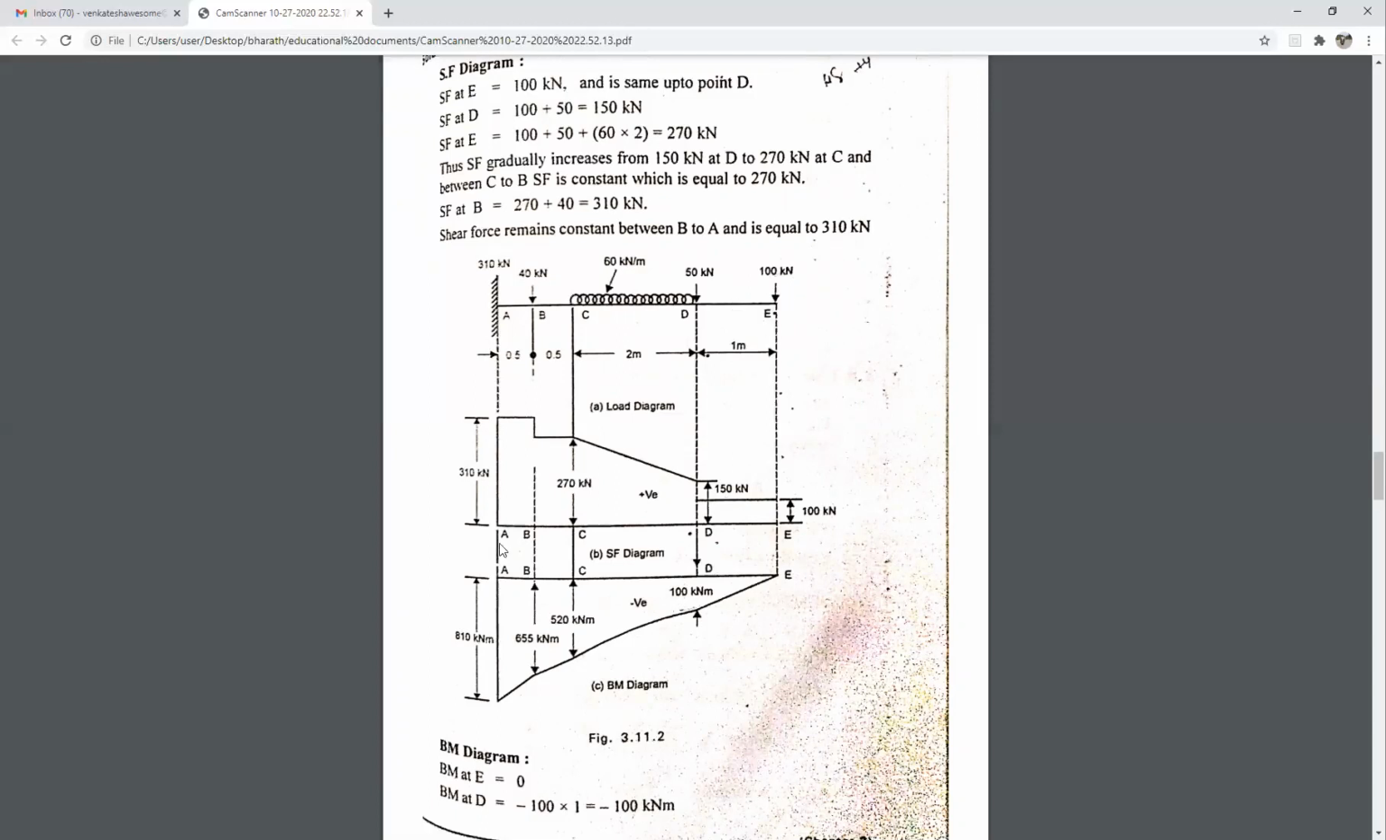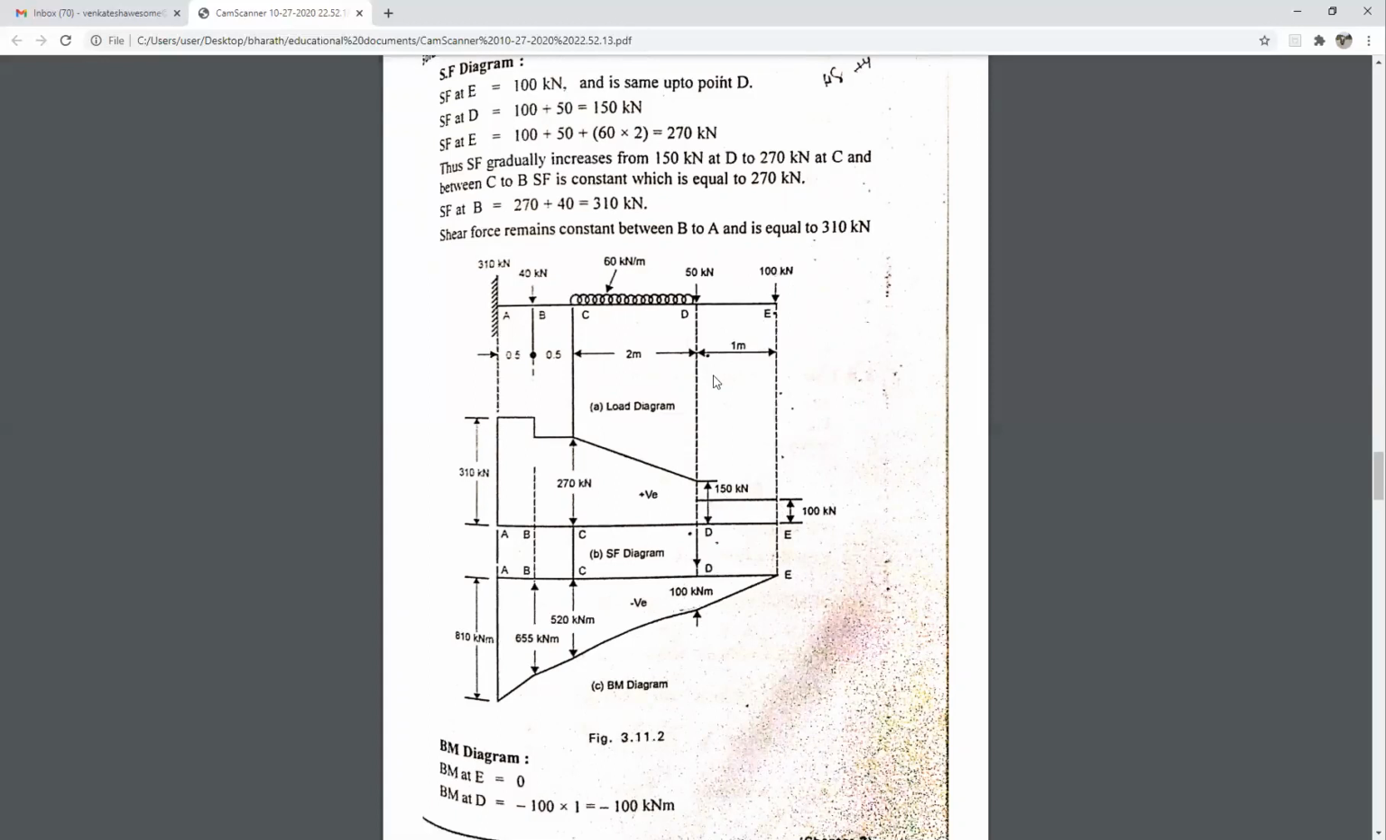As you know, from the baseline, starting from the right side, from here to here we have 100 N. From E to D, we don't have any loads, and this is constant.